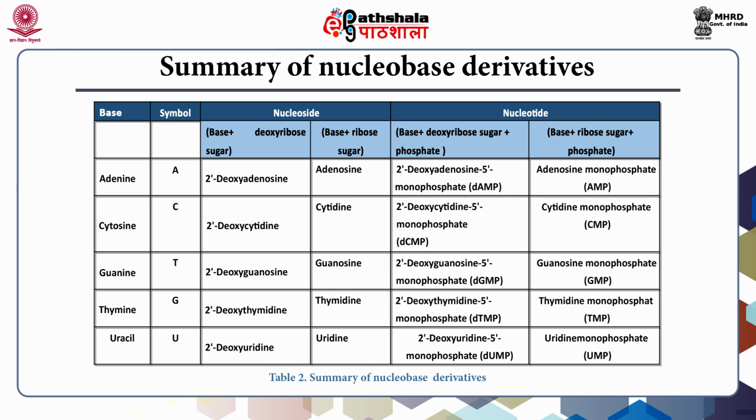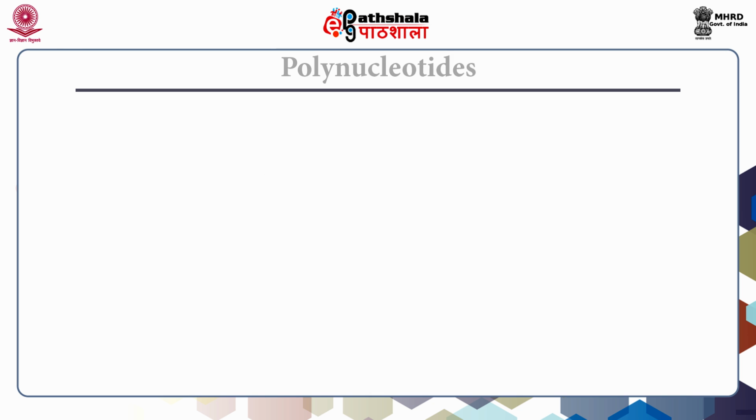Similar nomenclature is followed for other bases: cytosine, guanine, thymine and uracil. You can familiarize yourself with these nomenclatures from the table. Now you see a polynucleotide.